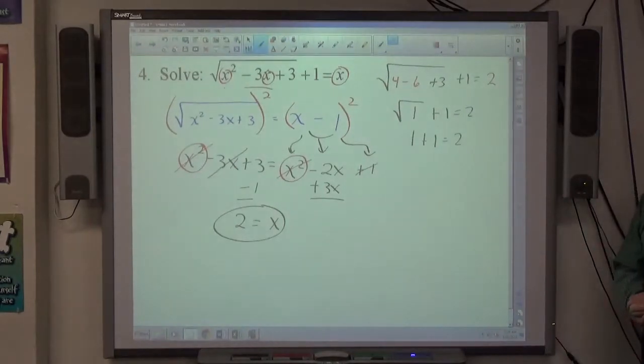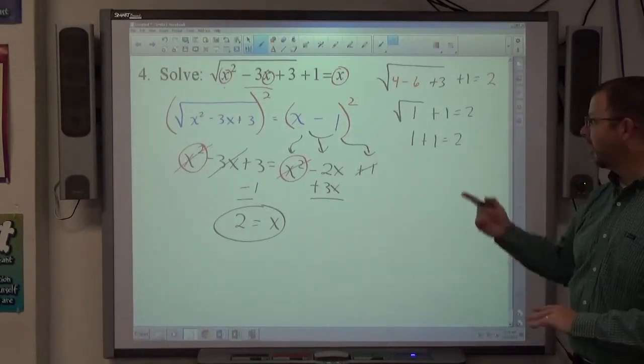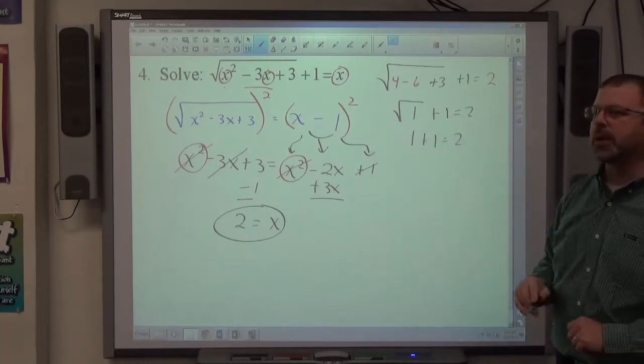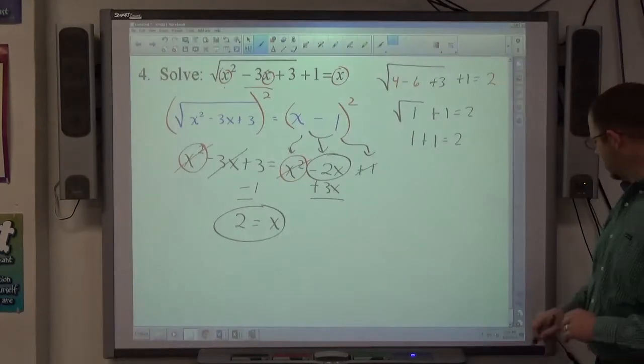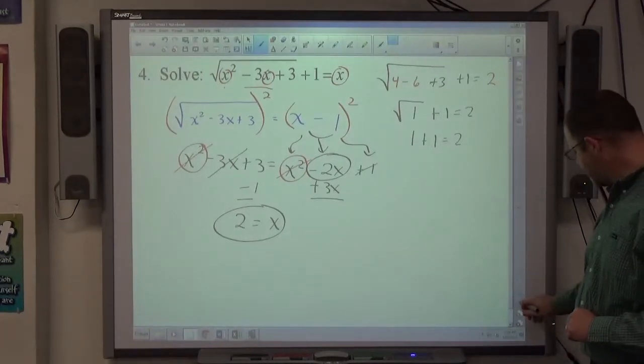Again, on these two problems, I would expect the answers to work. So again, if they don't work, chances are you messed up over there. The most common mistake here is forgetting about this minus 2x. Be ready to watch for that.